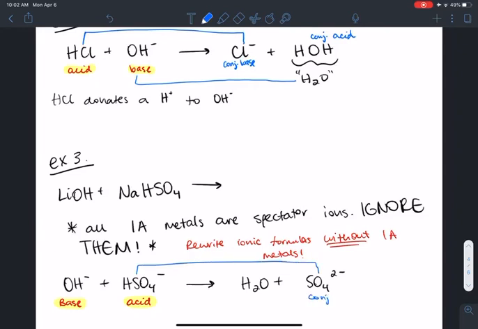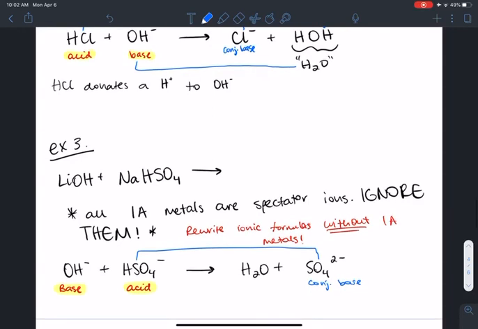This is our conjugate base. That means that OH- becomes, again, H2O, which is our conjugate acid, right? An acid always becomes a conjugate base. A base always becomes a conjugate acid. Acids donate protons. Bases accept those protons.